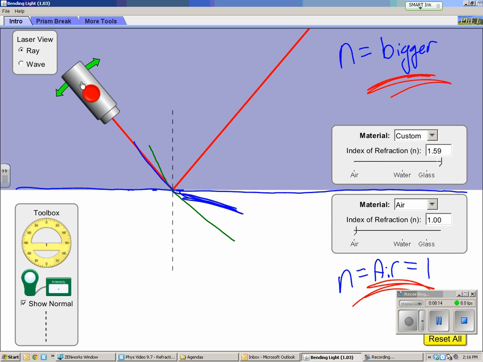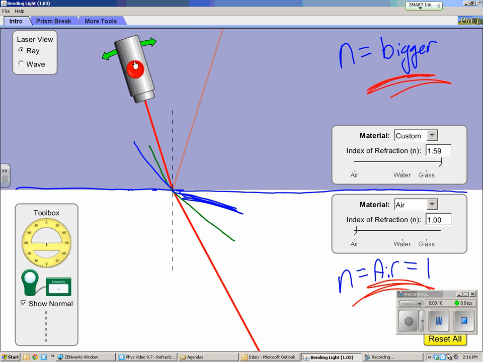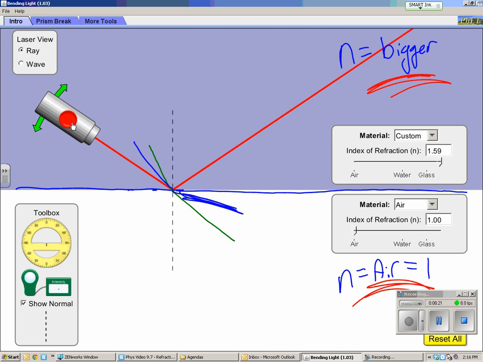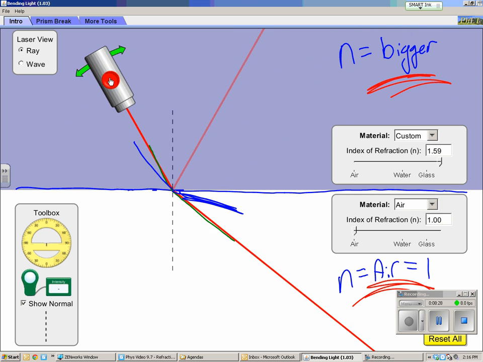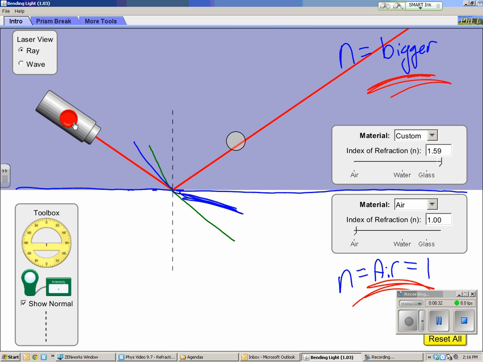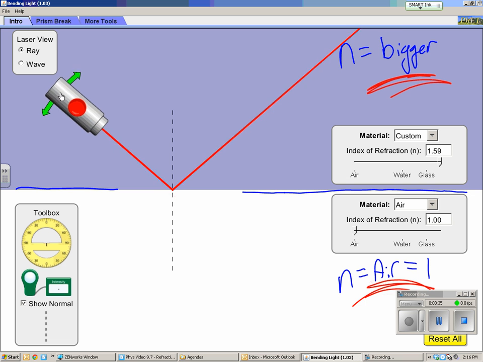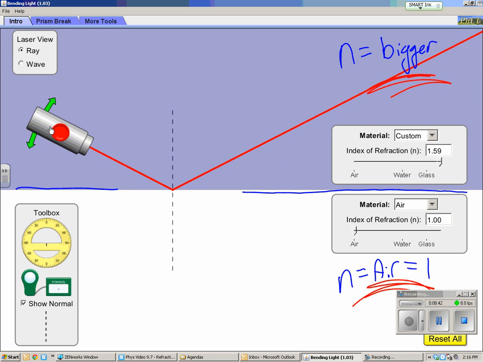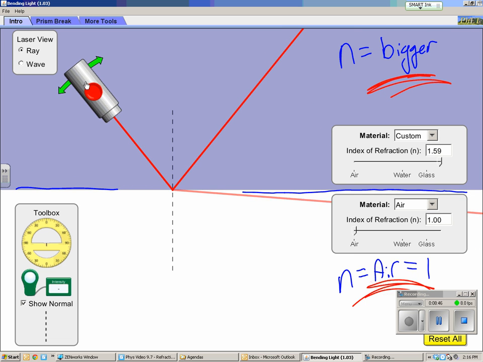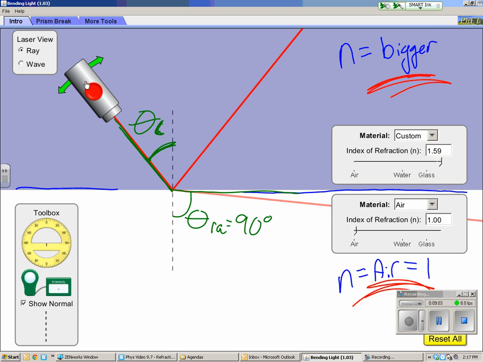So what happens is when you're going from a big index to a small index, if your angle of incidence is small, it refracts. But if your angle of incidence is very big, it doesn't refract at all. It just reflects. Okay, and it turns out the angle that is the dividing line between refracting and not refracting is called the critical angle. So for this example, it looks like if I put my angle of incidence right about there, this refracted beam is almost 90 degrees. Okay, so the critical angle would be this angle here, which caused my refracted angle to be 90 degrees.